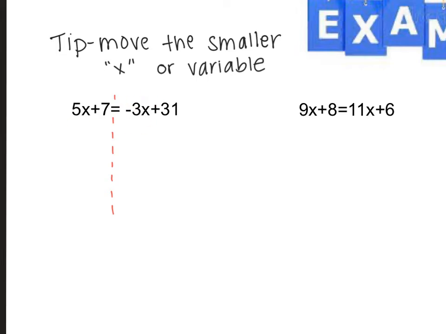And how do I do that? What's the opposite of this negative 3x? I'm going to add 3x to both sides. This is one whole thing. It has to move as a unit. It stays together until we break it apart. When we move it, we move the entire thing. We do the same thing to both sides, okay?